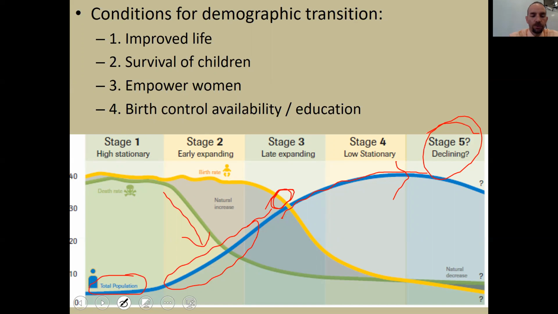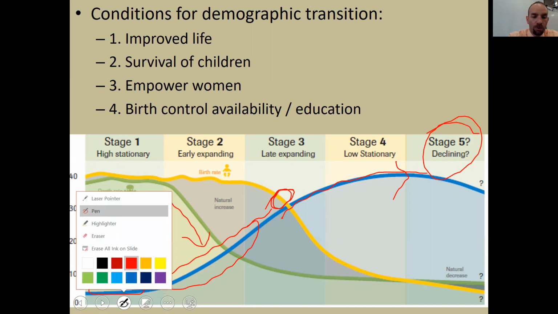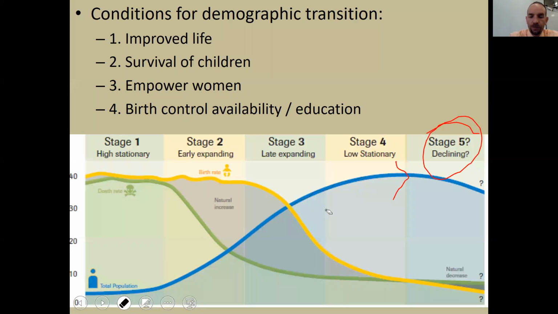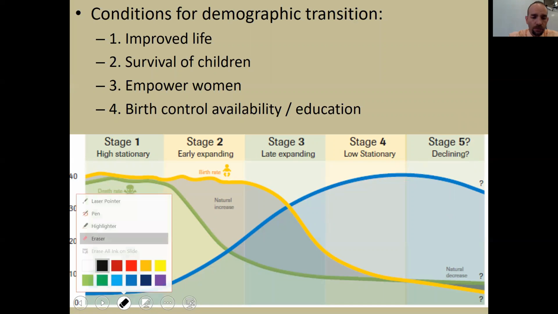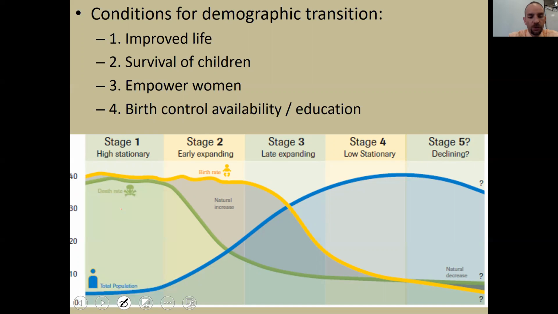So you can see, if you follow the blue line again as we go through these stages, that in stage 1, not much growth. Stage 2, you start to see growth because your death rate is dropping significantly. Stage 3, your birth rate will then start to drop down. And then stage 4, we should see a leveling off because we're industrialized and both the birth and death rates are very, very low. Okay, hopefully you understand that.